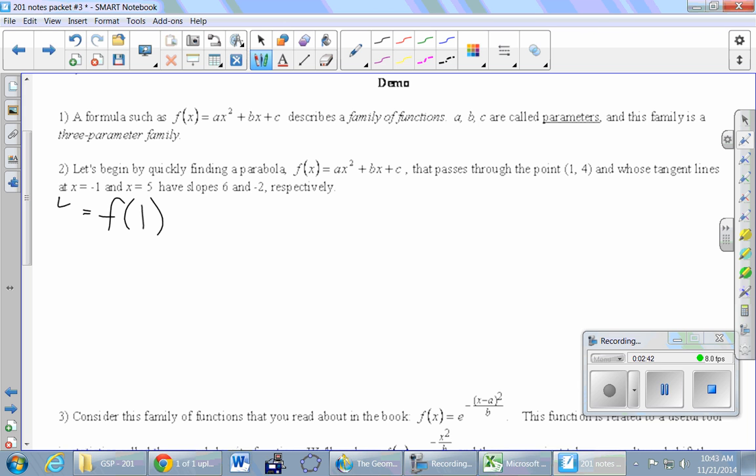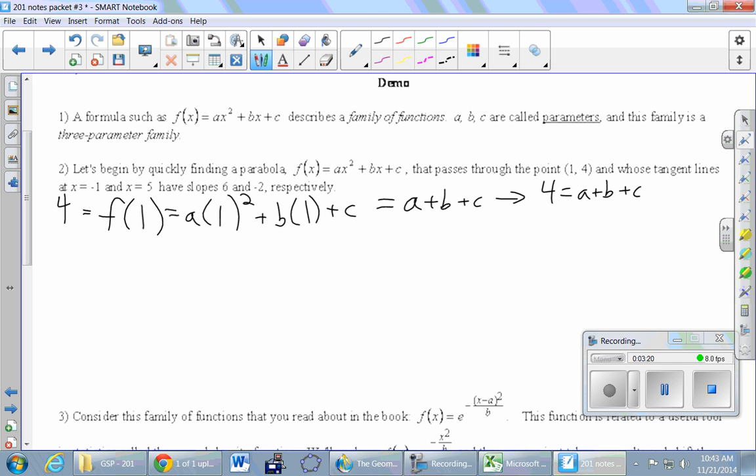F of 1 equals 4. We can find f of 1 by plugging 1 into the f function. So it becomes a times 1 squared plus b times 1 plus c, which is really just a plus b plus c. So that means we have one equation here that says 4 equals a plus b plus c. And that's not enough to solve for any of those letters, but I have that relationship at the end of the day.